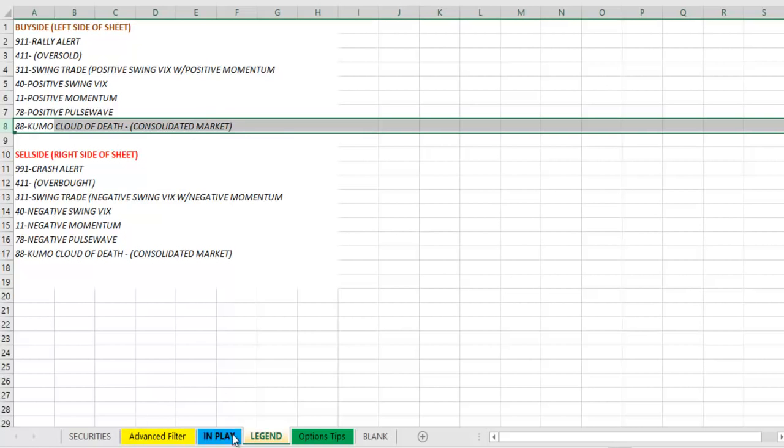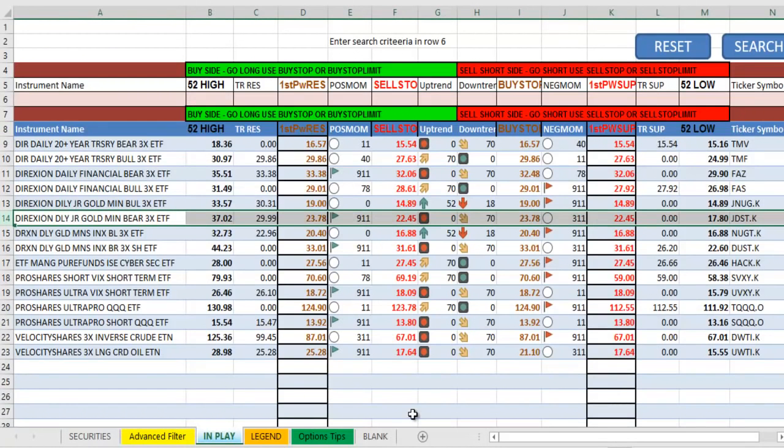When we go back and look at the in play tab, which is the tab that I primarily use, which is the securities that I focus on on a day-to-day basis, and I'm constantly trading in and out of these. The primary setups that you are mainly looking for in an ideal market environment, which there is no such thing, would be, we'll use JDST as an example.